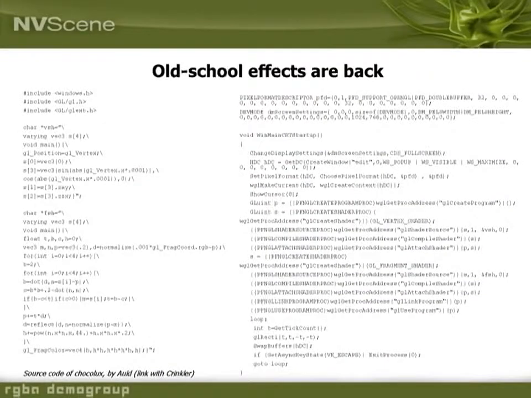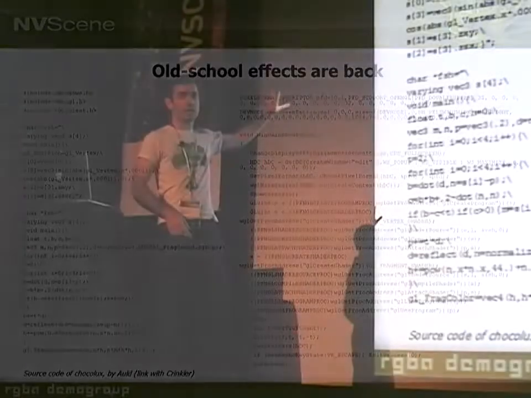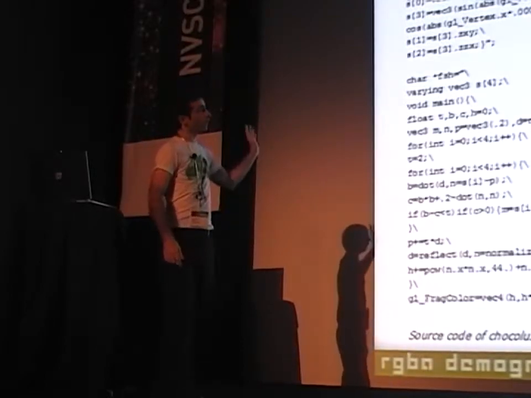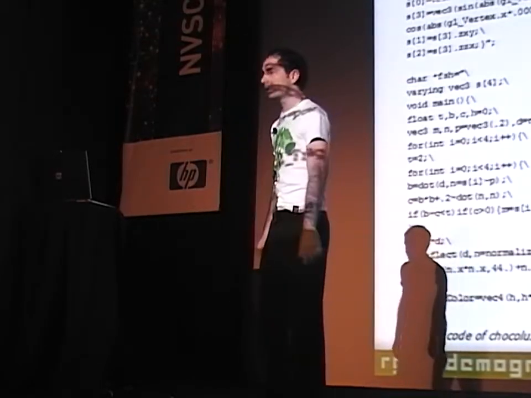So actually, there are two columns. The one on the left is the shader, this part here. The rest, everything on the right, is just to set up OpenGL and so on. So this guy is old.